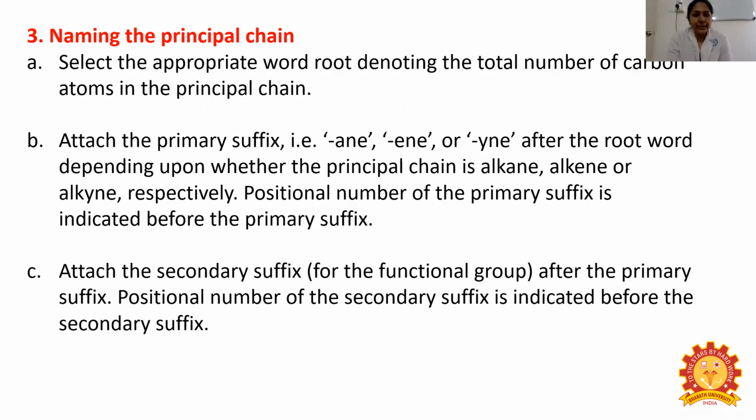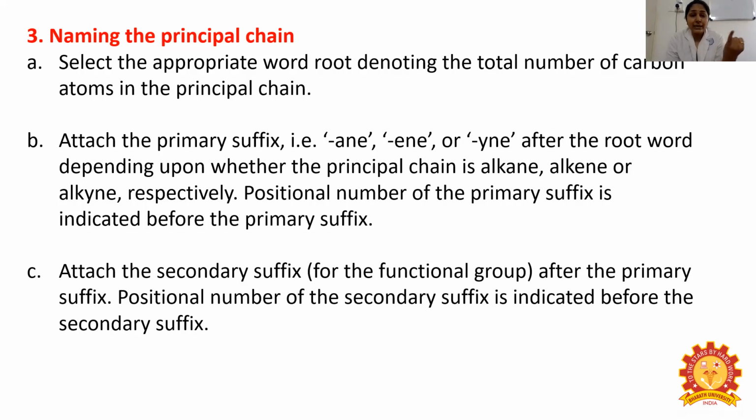Naming the principal chain: selecting the appropriate word root denoting the total number of carbon atoms in the principal chain. Then attach the primary suffix ane, ene, or yne after the word root, depending upon whether the principal chain is alkane, alkene or alkyne respectively. The positional number of the primary suffix is indicated before the primary suffix. Here they have given it mistakenly. So naming the principal chain has three rules.